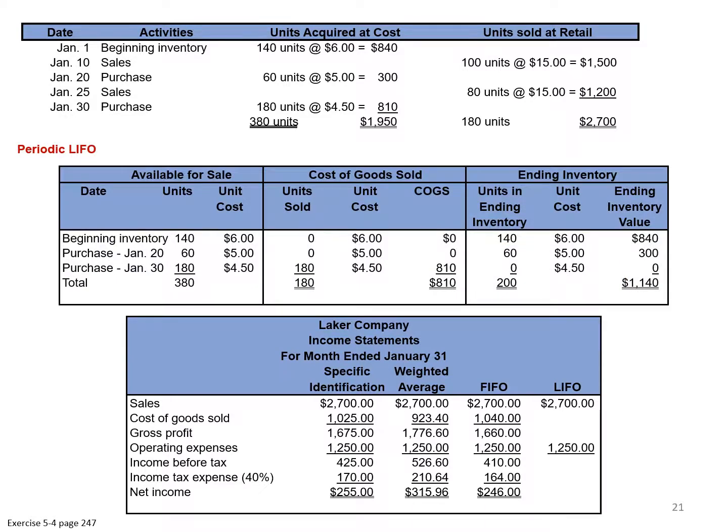Then lastly, under LIFO, we're going to sell all of our most recent purchases first, right? So all 180 that we sold are going to come from our January 30th purchase. 180 times 4.50 is 810. So our cost of goods sold is going to be 810. 2,700 minus 810 is 1,890, minus 1,250 is 640, times 40% tax is 256. 640 minus 256 is net income of 384. Okay?